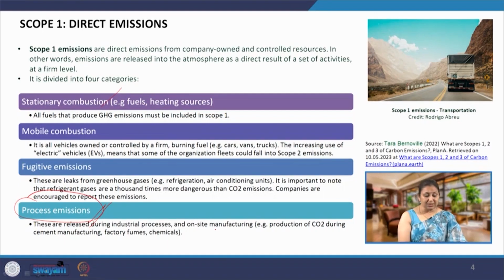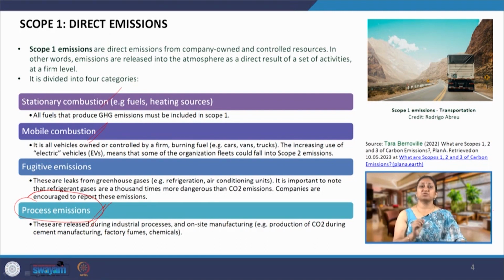The second one is mobile combustion. So, this stationary combustion is actually taking place at a stationary unit. The second one is mobile combustion, which is largely coming from transportation. For example, we have a fleet of buses, which is what we were discussing in previous lectures also. So, we have a fleet of buses which is used to bring the employees to the office.